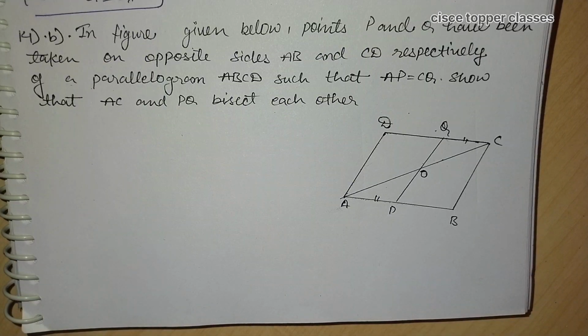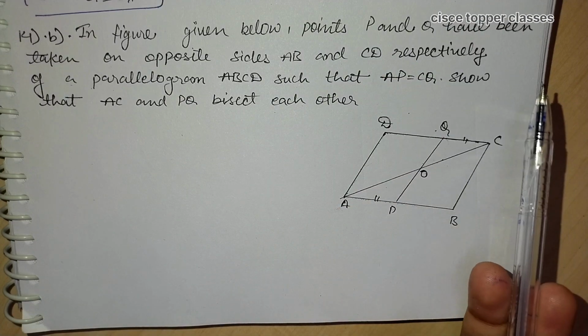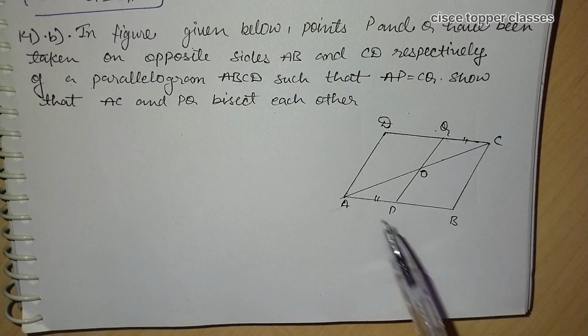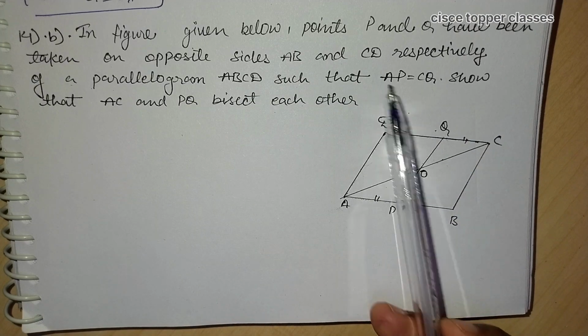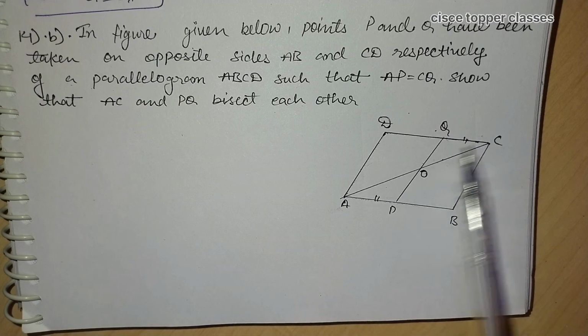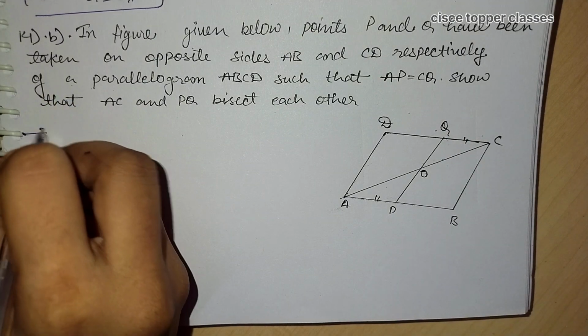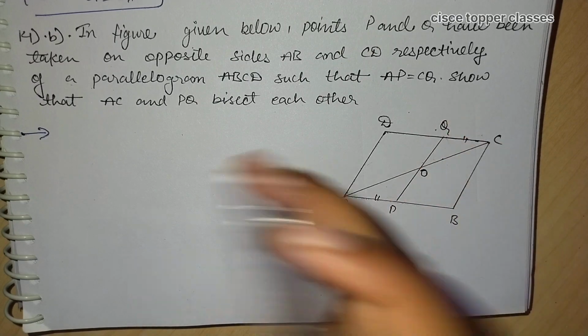Now let us solve question number 14, second part. In the figure given below, points P and Q have been taken on opposite sides AB and CD respectively of a parallelogram ABCD such that AP is equal to CQ, given to us, so that AC and PQ bisect each other. Means here we have to prove that OA is equal to OC and OP is equal to OQ.